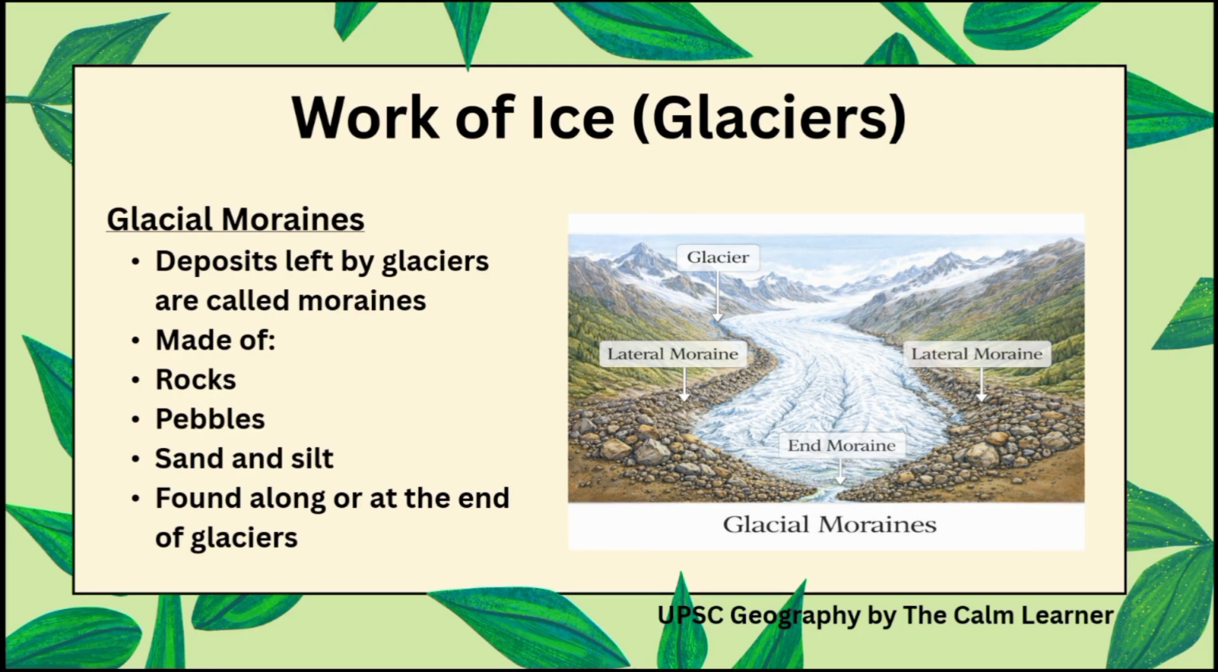Now let us understand another important landform created by glaciers called glacial moraines. As glaciers move slowly, they carry along a large amount of material such as rocks, pebbles, sand, and silt. When the glacier melts or stops moving, all this material is left behind as deposits. These deposits are known as moraines. So, moraines are basically deposits left by glaciers. They are made up of different material like rocks, pebbles, sand, and silt, as you can see in the diagram.